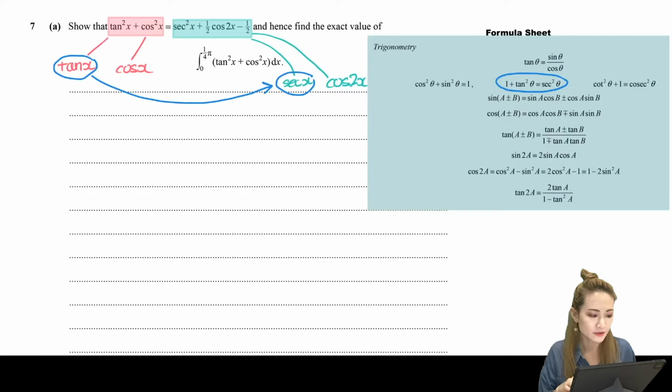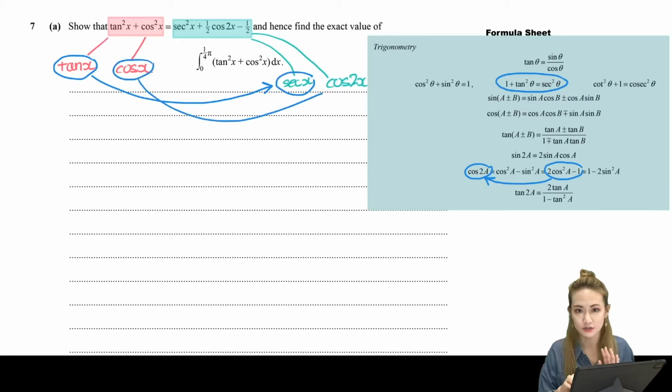So that leaves cos x and cos 2x. We need to look for an identity that has cos x and cos 2x, and there's one at the bottom there for cos 2a. Cos 2a equals 2 cos squared a minus 1. So we could use 2 cos squared a minus 1 to turn it into cos 2a. So now we have an identity to turn cos x into cos 2x.